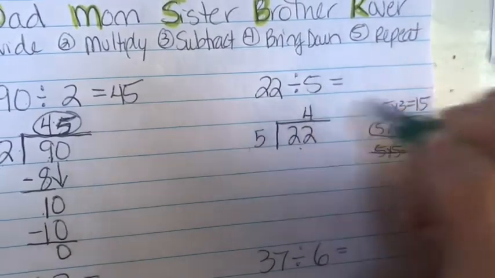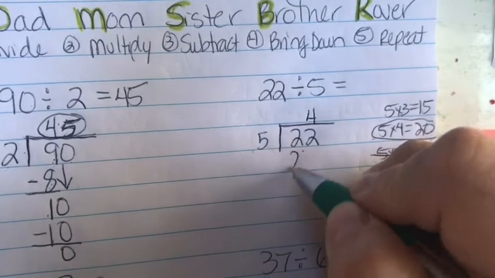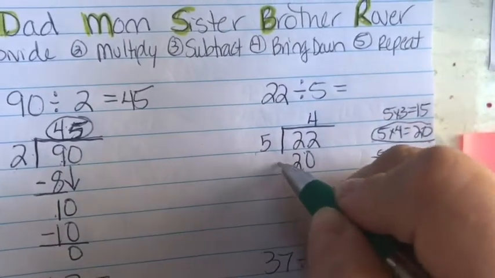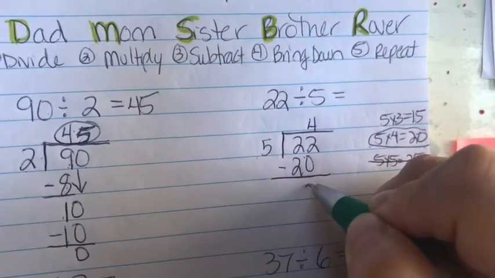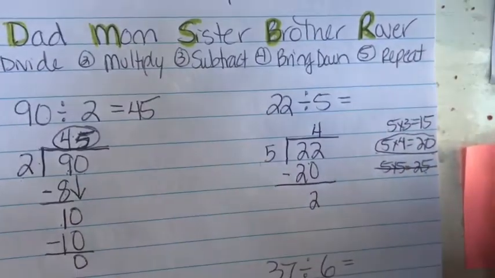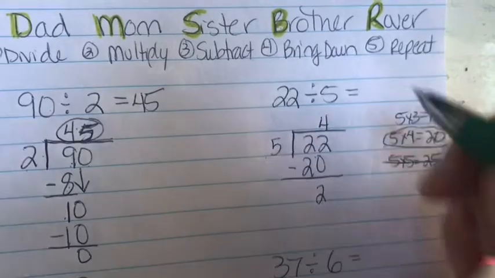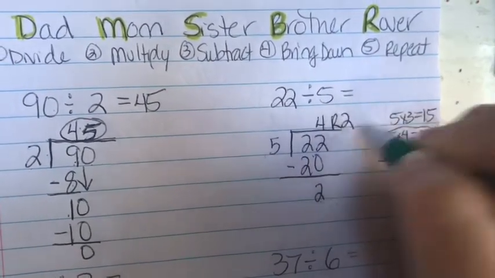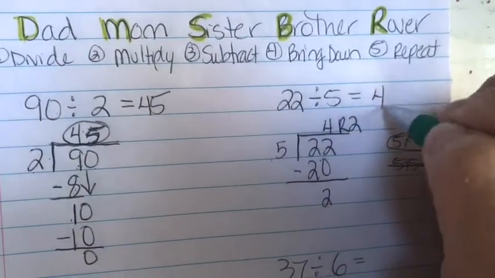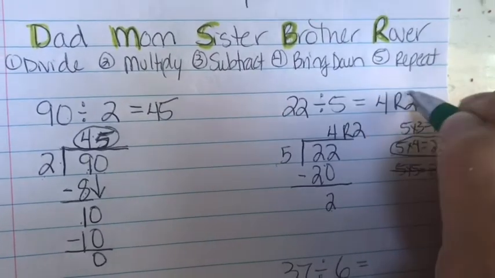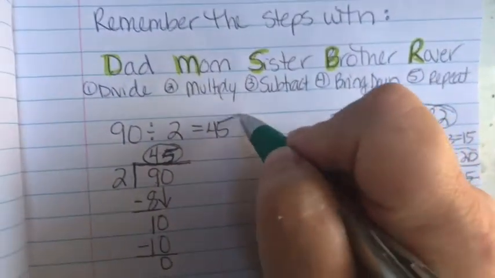So I'm going to put my 4 up top. I'm going to copy my 20 below. Now I'm going to subtract. That is 0. Okay, now there's nothing left to bring down. When there's nothing left to bring down, but you still have a number down here, it becomes your remainder. So it will be 4 remainder 2. That's your answer, and I should circle this one too.